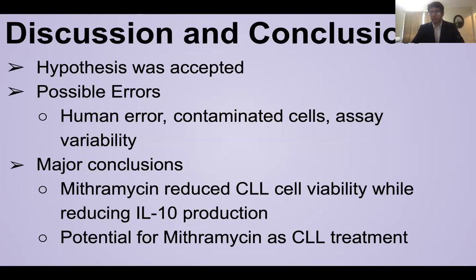However, the major conclusion of my project was that mithramycin was effective in reducing the viability of these cancerous cells while also reducing IL-10 production. And this overall shows a lot of promise for mithramycin as a potential alternative treatment for chronic lymphocytic leukemia patients in the future as they begin to develop resistance to ibrutinib.